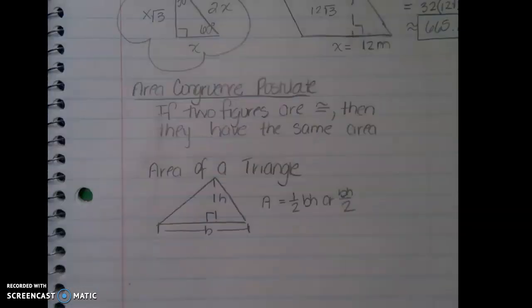Move on to triangles. Area congruence postulate: if two figures are congruent, then they have the same area. No explanation needed. Area of a triangle: area is half the base times the height, or base times the height divided by 2.